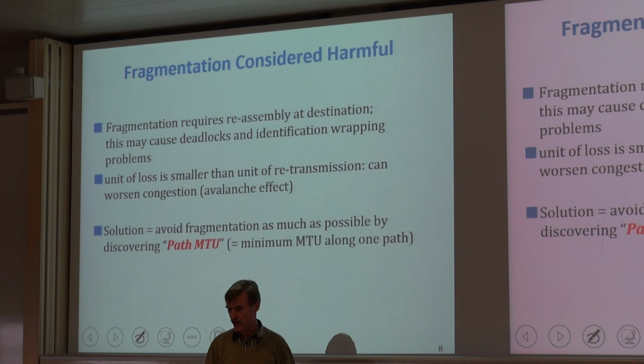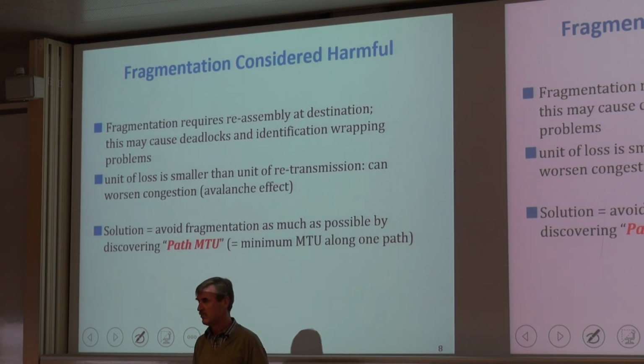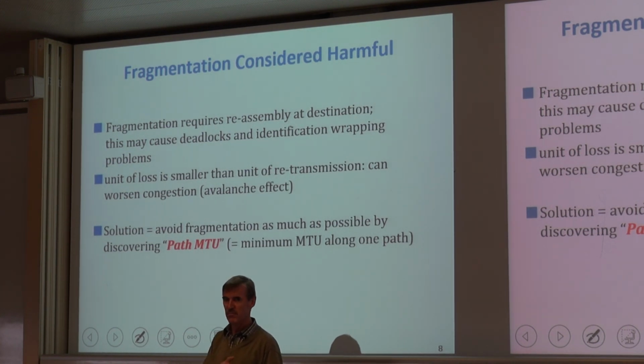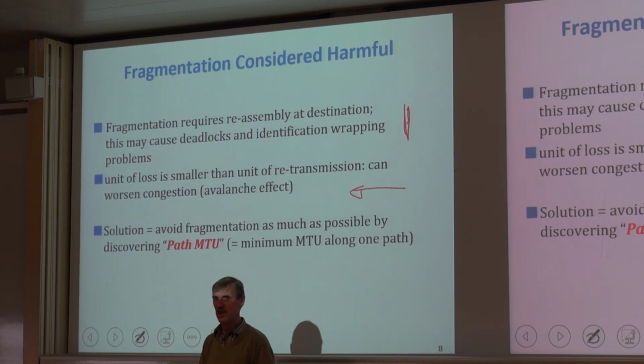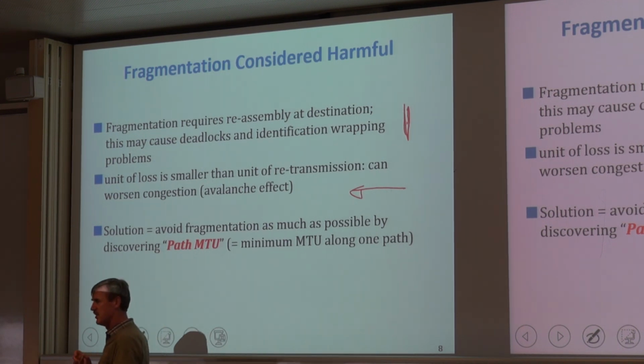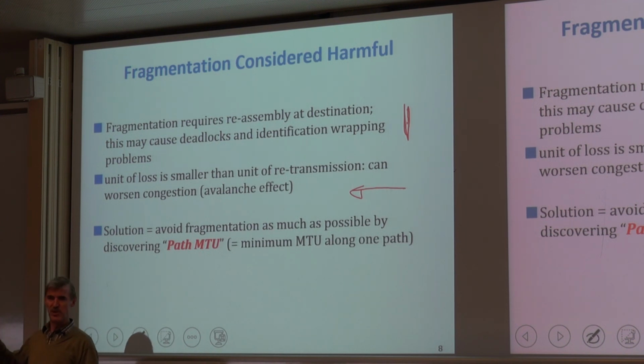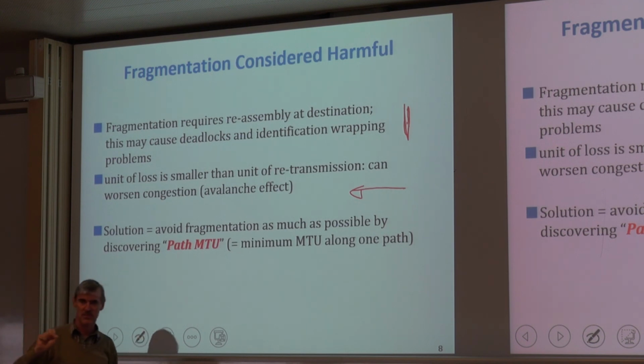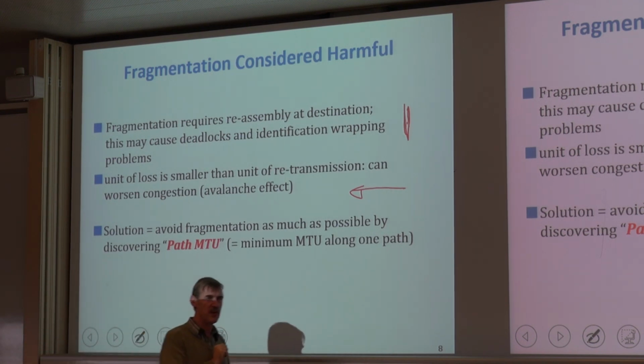Fragmentation is considered harmful. It's harmful because it gives work to the destination, but the worst thing is this one. If you lose one fragment, because it's IP layer, the reassembly machine at the other end will be unable to reassemble. Therefore, it will declare it lost. Now imagine what that could cause.